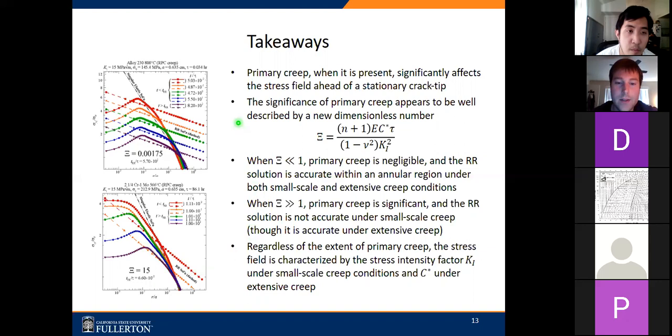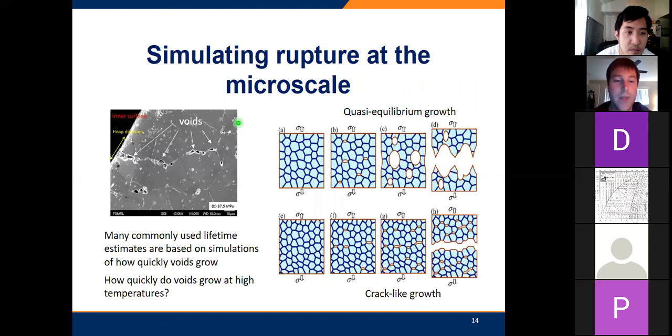A second project, that was kind of what I just showed you, was very macroscopic, right? We were looking at a compact tension specimen, a macroscopic crack. We're also interested in the micro scale causes of fracture and rupture. And we know, this is not anything new, this is well known, that what causes fracture typically in metals at high temperatures are voids. Voids are just gaps. They're spaces of empty material that form along grain boundaries. So here you can see all of these black blobs here.